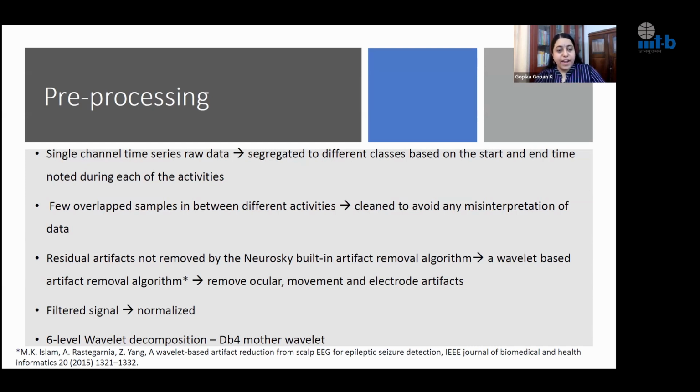Now, an additional artifact removal algorithm based on wavelet was utilized in case there are some residual artifacts that are not removed by the NeuroSky built-in artifact removal algorithm. The filtered signals were then normalized. In case of statistical and chaos analysis, the signal further underwent 6-level wavelet decomposition, of which we use the DB4 mother wavelet.